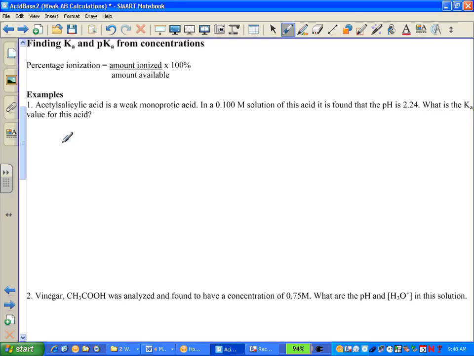So when you're dealing with acids, there's not a reaction with anything here except for water. And in this case, I haven't been given a formula, but I've been told that it's a weak monoprotic acid, so I can use the general formula for the acid, which is HA.